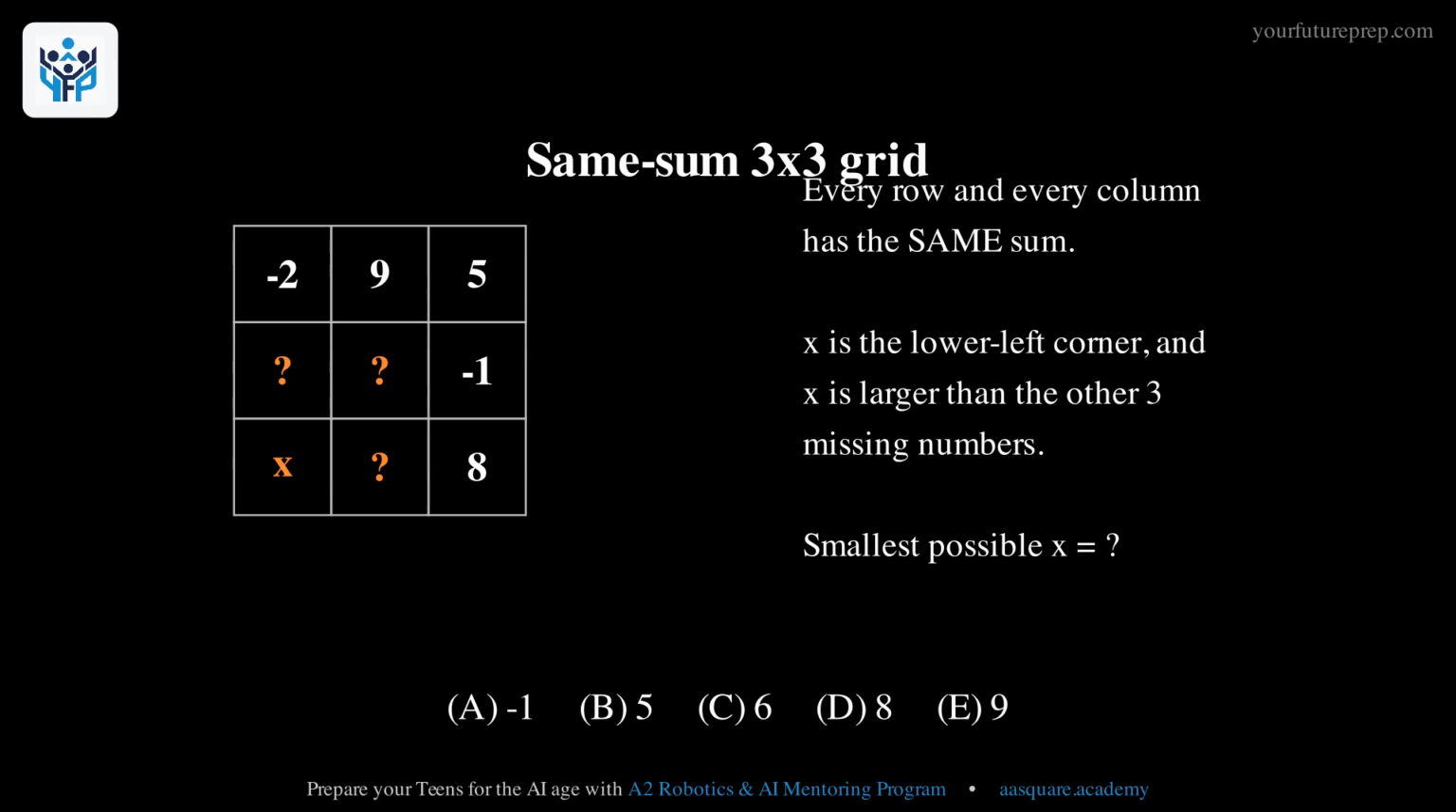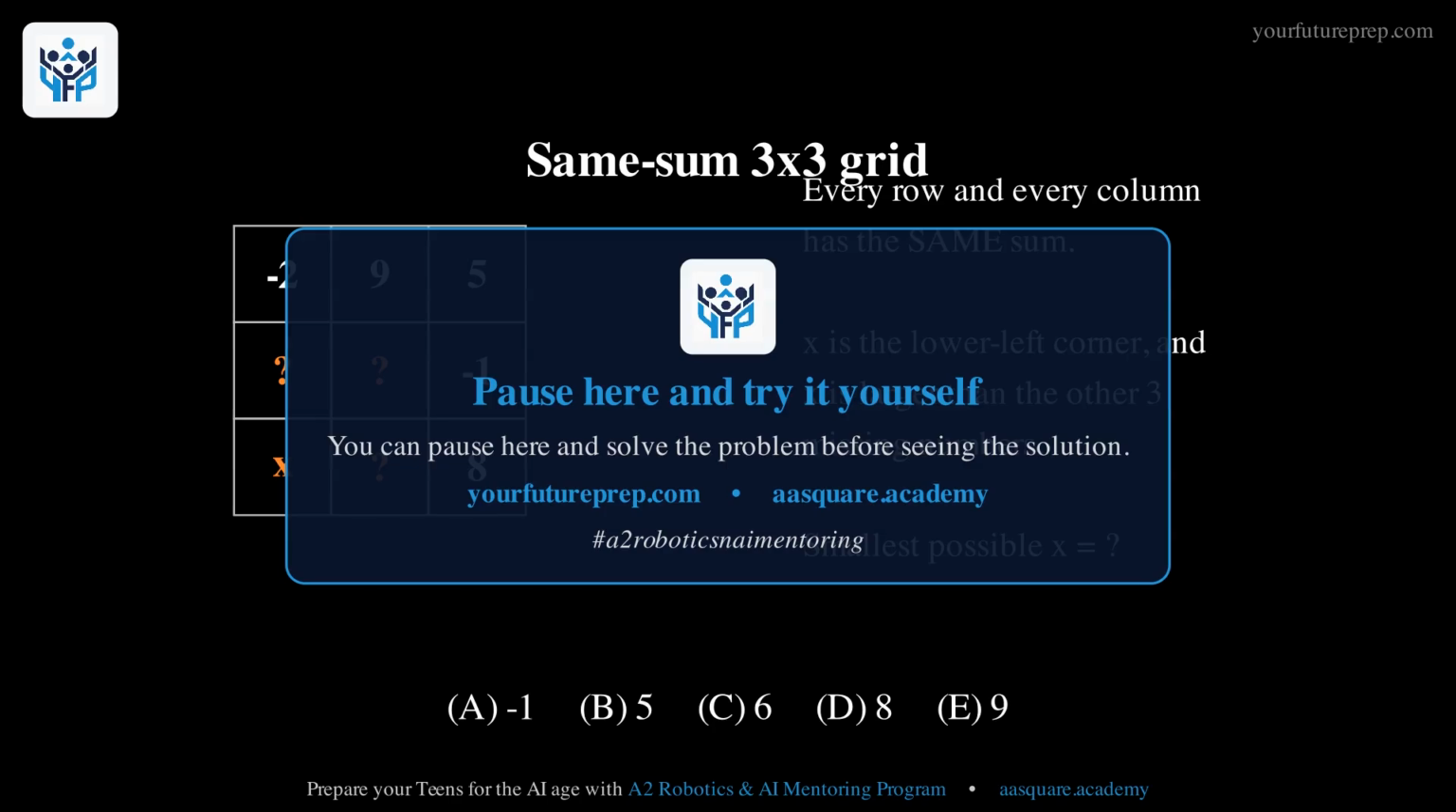4 entries are missing. We are told that x is larger than the other 3 missing numbers. What is the smallest possible value of x? The choices are -1, 5, 6, 8, and 9. You can pause here and solve the problem before seeing the solution.